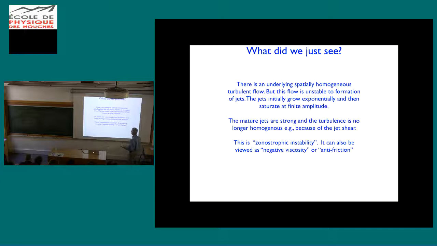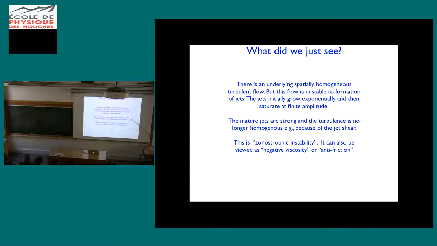What I think we saw is there's actually an underlying spatially homogeneous turbulent flow. That is, there is a solution to the equations of motion in which you don't form jets. Everything is just spatially homogeneous. But that turbulent flow is actually unstable. The turbulence is unstable to jet formation. Initially, the jets grow exponentially, and then they saturate at finite amplitude.